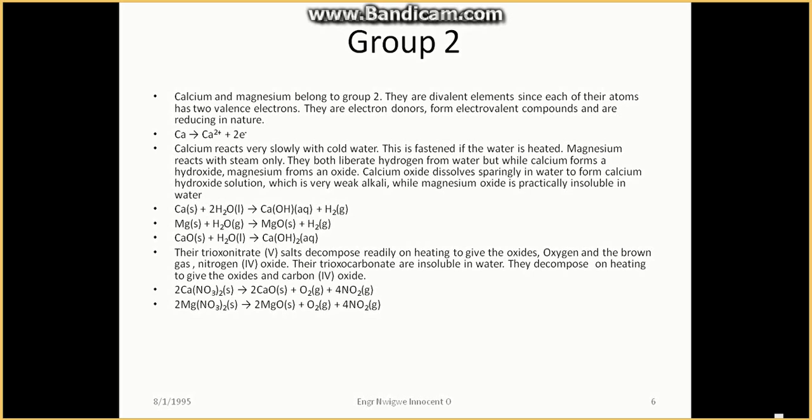Calcium trioxocarbonate solid will give calcium oxide plus carbon (IV) oxide gas. Magnesium trioxocarbonate solid will give magnesium oxide plus carbon (IV) oxide.